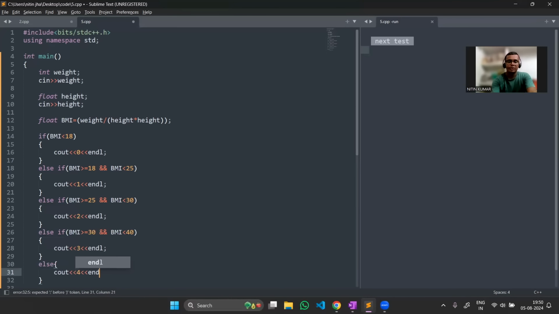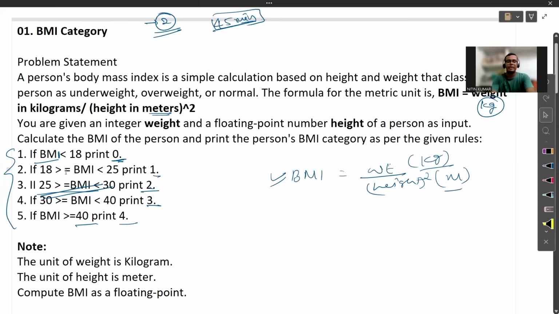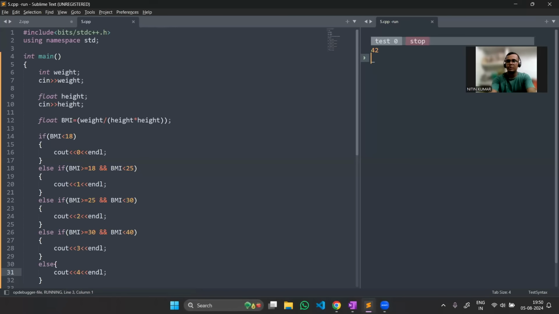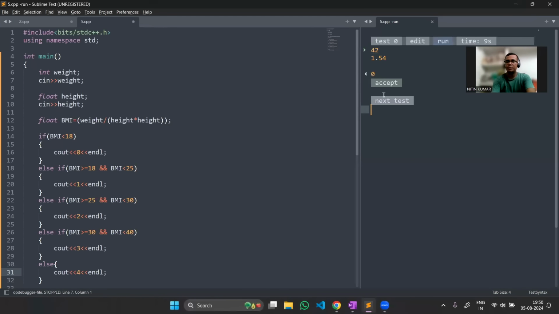Okay, so this is the complete code, I think. Now let me run it and let's check whether it is giving me the correct answer or not. For the very first problem, the input is 42 and 1.54. We are hoping the category to be 0. It is coming. Great. Now let's check another input also, 62 and 1.52. In that case, we are hoping the category to be 2.